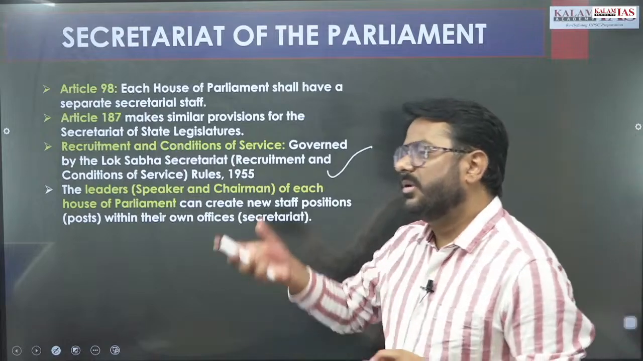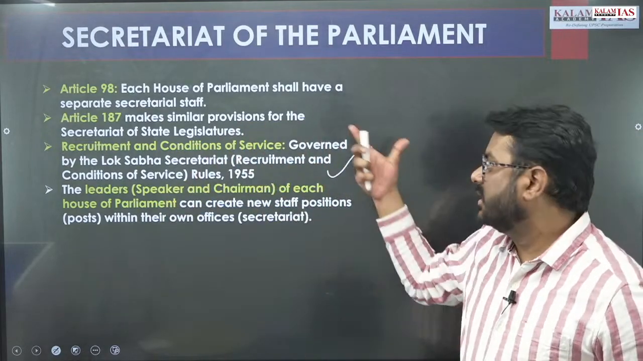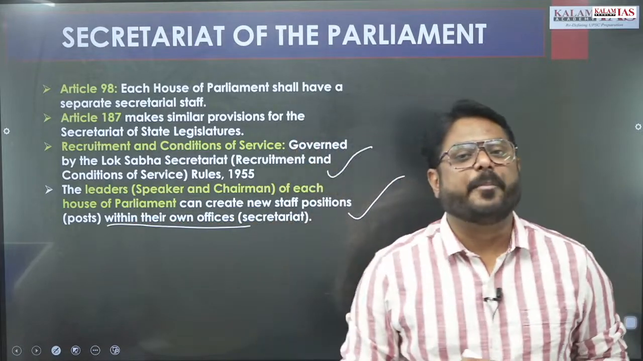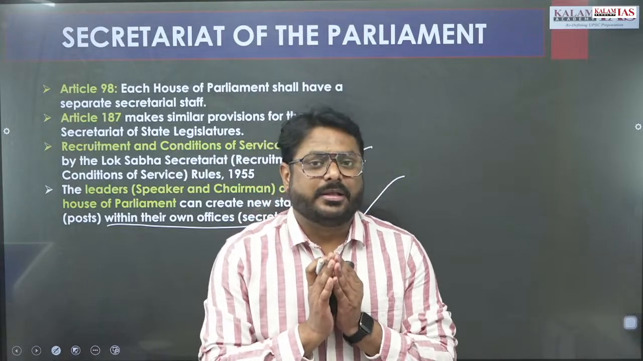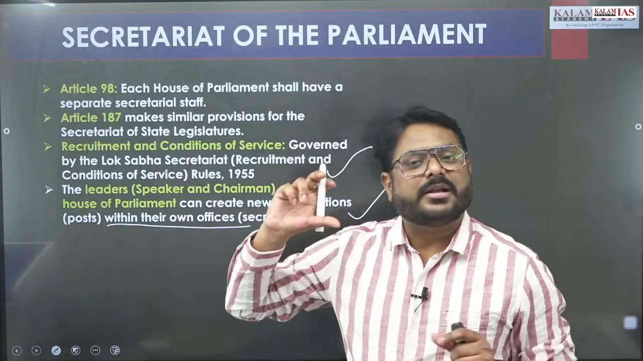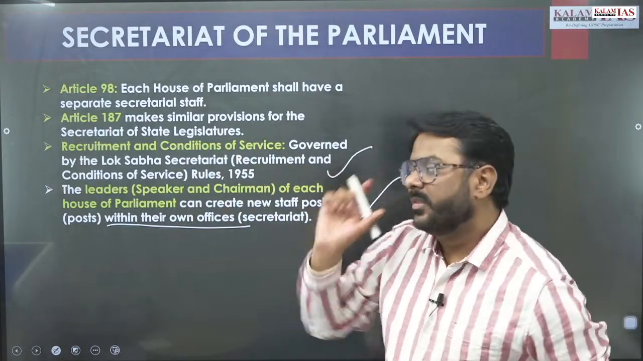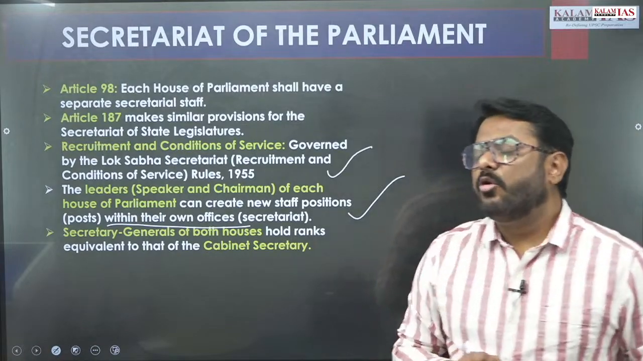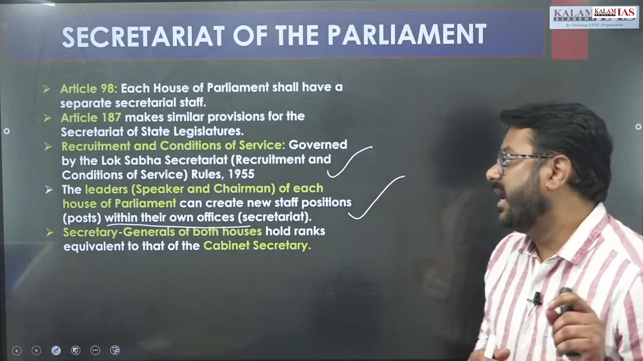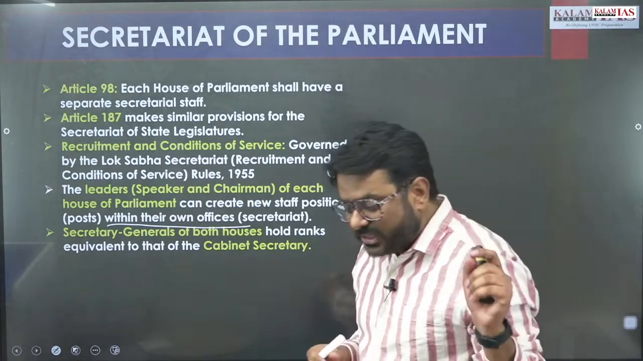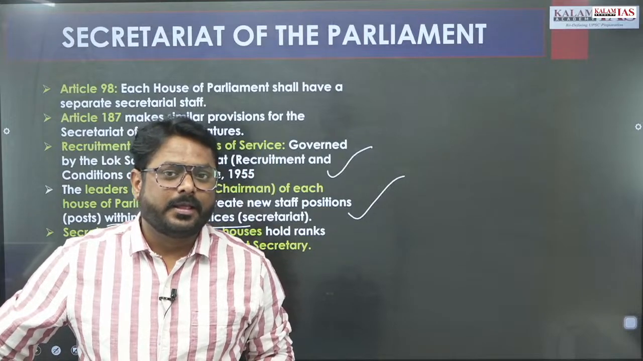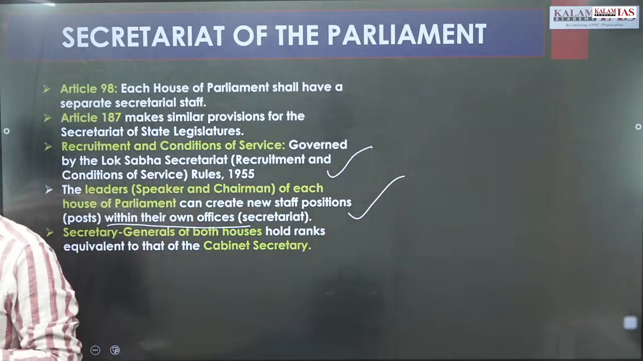The leader, in case of Lok Sabha, is the Speaker, in case of Rajya Sabha it is the Chairman. The Speaker and the Chairman of each house of the parliament can create new staff positions within their own office, right. So if new recruitment is required, if some new office or some new post is required, who can create this? For the Rajya Sabha the Chairman can create this, for the Lok Sabha the Speaker can create this. The head of the secretariat of both the houses is the Secretary General. The Secretary General of both the houses holds a rank equivalent to the Cabinet Secretary, and the Cabinet Secretary, you know, is the highest position an IAS officer can reach, right. So that is there.